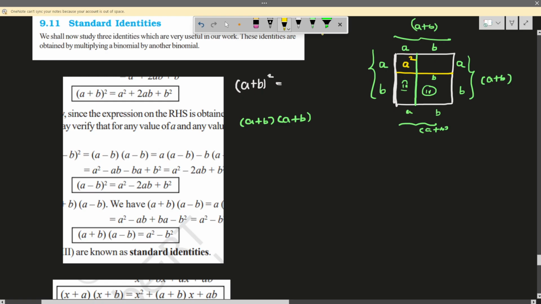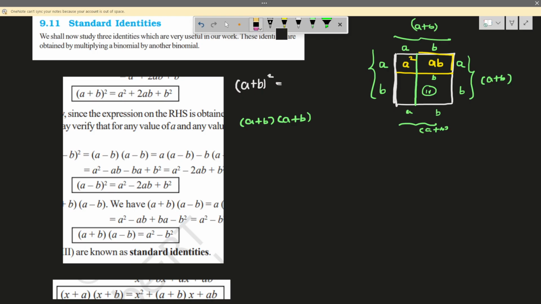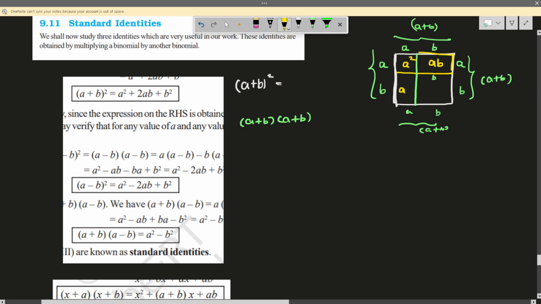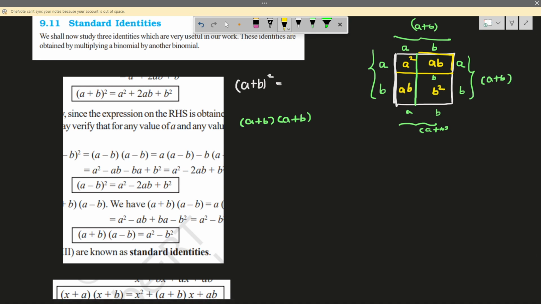and this is a rectangle. Rectangle area is length into breadth, so B into A, which is AB, and this is also a rectangle of sides B and A, which is also AB, and this is a square of area B into B, which is B square. So A square plus B square plus AB plus AB, which is equal to 2AB.